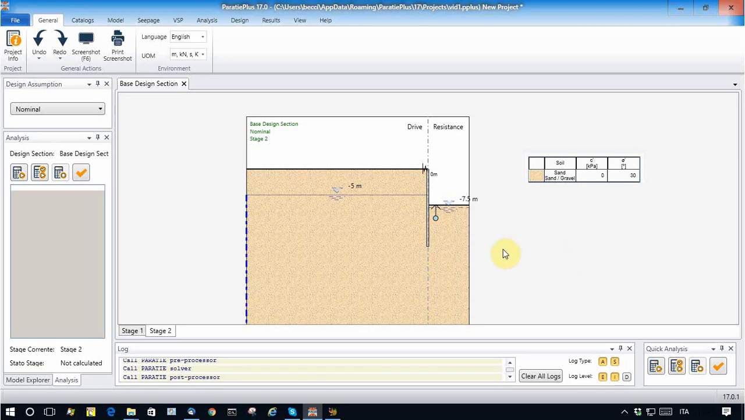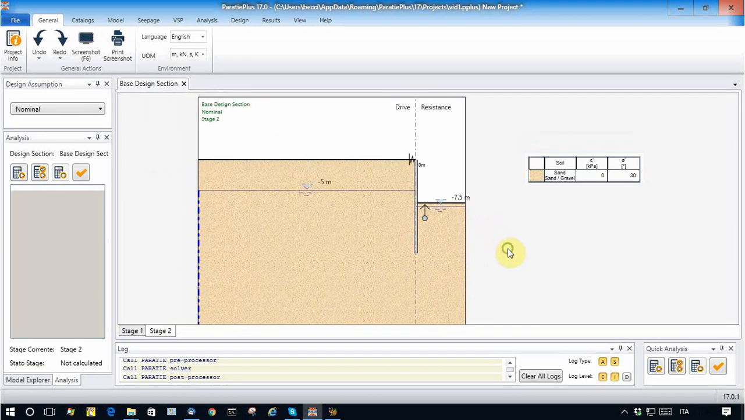Now we can advance in the knowledge of Paratie Plus analysis with seepage, and we take the model of the previous video and we do some modification. Now suppose that we want to do the dewatering operation and minimize the pumping operation. This can be done by adding a soil plug inside the excavation. This can be modeled with Paratie Plus quite simply.